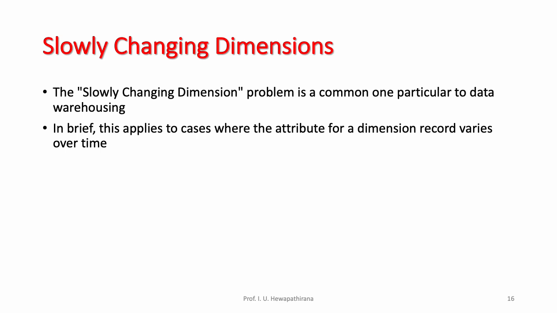The slowly changing dimensions problem is a common issue that arises in data warehousing. This basically happens when the value of the dimension for a particular record changes over time. So let's look at ways that we use to tackle this issue.